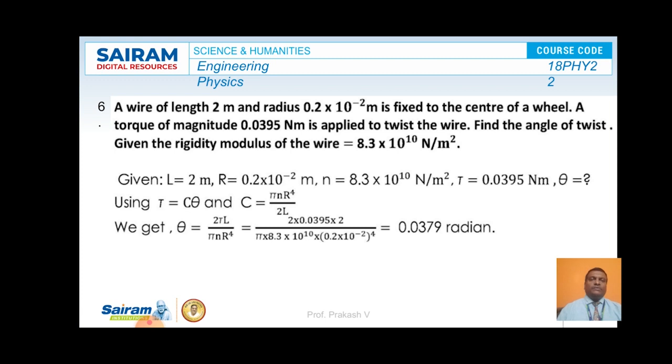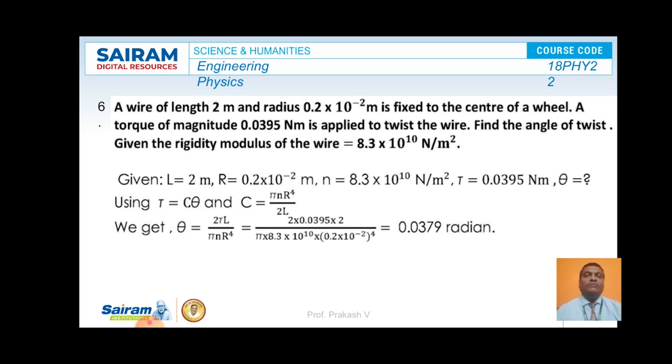As per the problem, the value of L is 2 meter, r, that is the radius, is 0.2 into 10 to the power minus 2 meter, and rigidity modulus n is 8.3 into 10 to the power 10 Newton per meter square, and torque T is 0.0395 Newton meter. And here what is the value of theta? That's what we have to calculate, that is angle of twist.